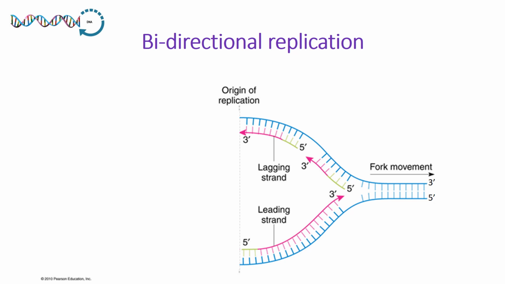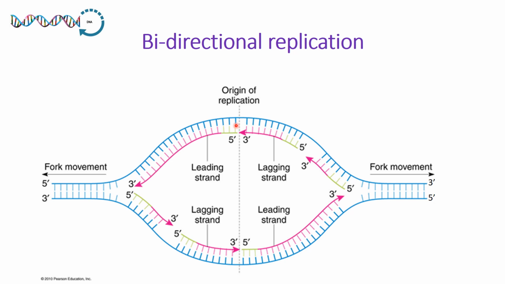To show a picture of what bidirectional replication looks like, you have your origin of replication where your DNA will split in two. This is your replication fork because this is where the DNA is splitting. And new DNA will always form in the 5' to the 3' direction, like this. So it goes in this direction, but it also goes in this direction. So this means that it's bidirectional.